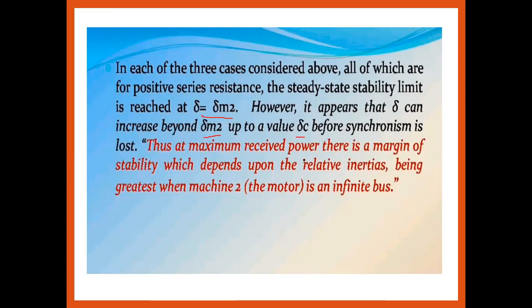Thus, the maximum received power, that is the margin of stability, depends upon the relative inertia, being the greatest when machine 2 is at infinite bus. If machine 2 is the motor and machine 1 is the generator, we are getting the maximum power. Okay, so this is the condition for the equal inertia system.